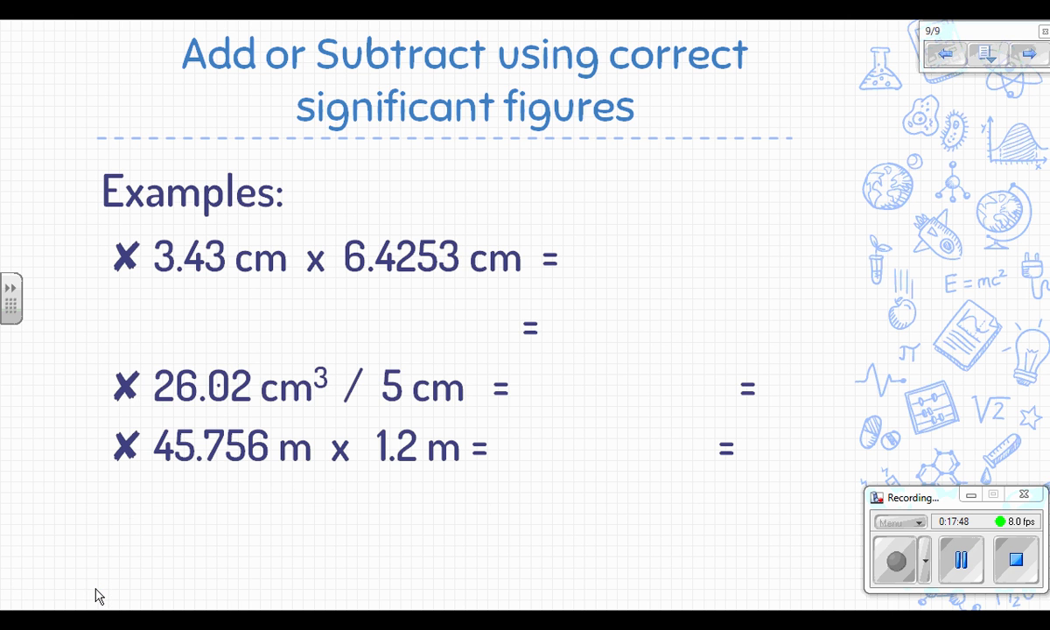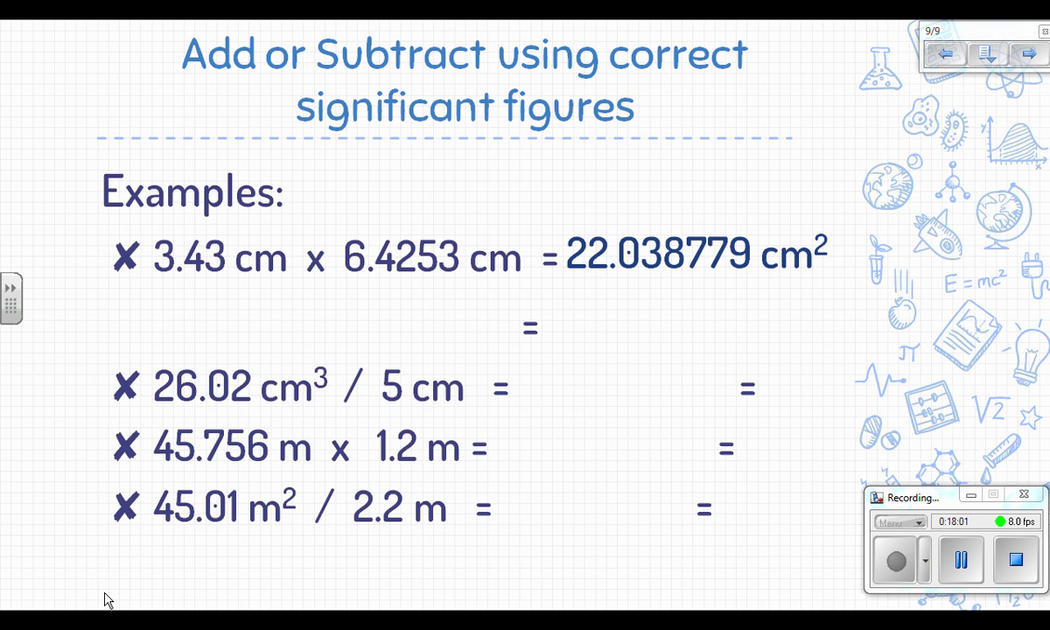So I'm going to click them all up on the screen. Again, use your calculator. So if you take 3.43 and multiply it by 6.4253, you get an answer in your calculator that looks like this. Okay, really, really super long number. All right. Well, this first number has 1, 2, 3 in it. The second number has 1, 2, 3, 4, 5. So we go with the fewest amount, which is 3.